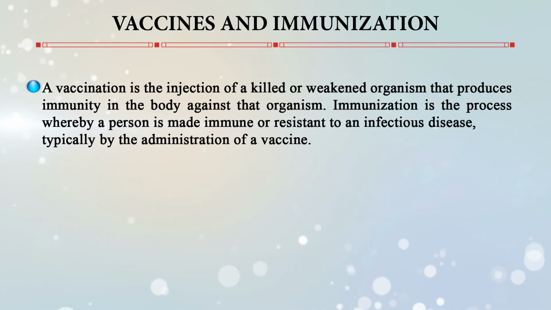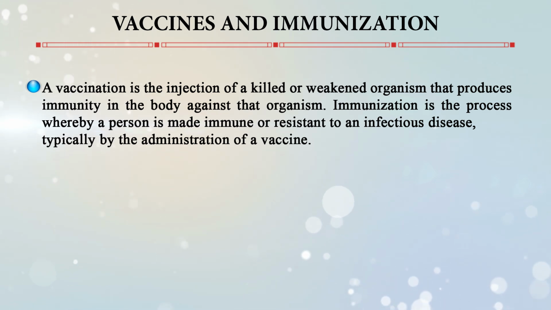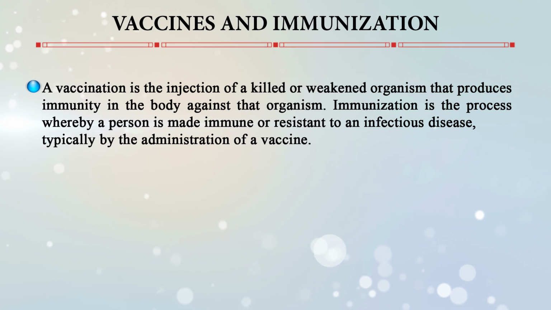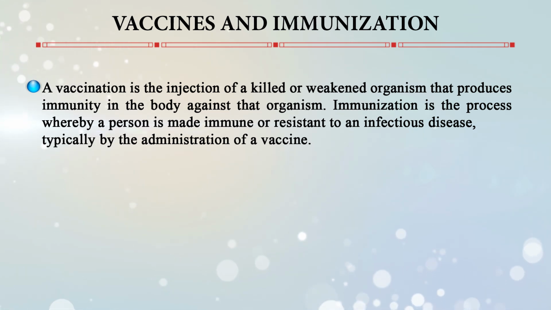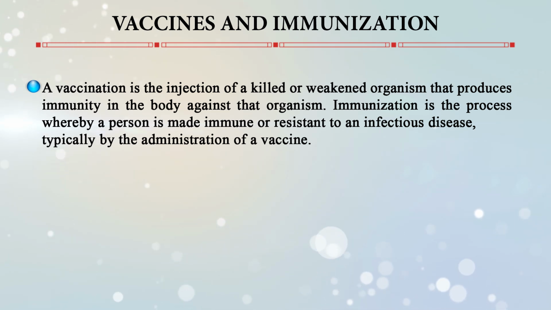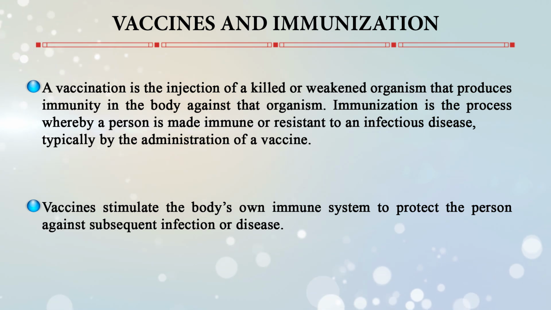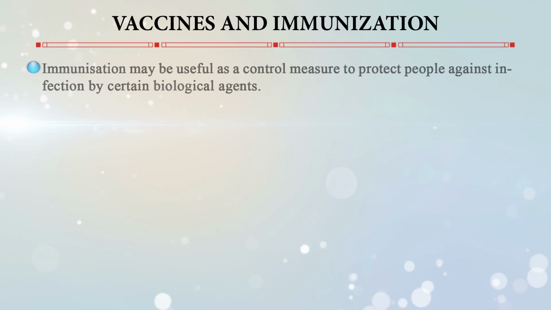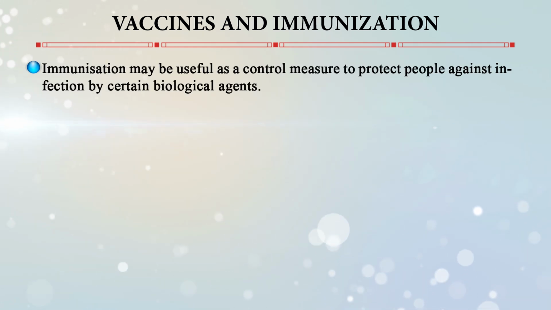A vaccination is the injection of a killed or weakened organism that produces immunity in the body against that organism. Immunization is a process where a person is made immune or resistant to an infectious disease, typically by the administration of a vaccine. So vaccines stimulate the body's own immune system to protect the person against subsequent infection or disease. Immunization may be useful as a control measure to protect people against infection by certain biological agents.